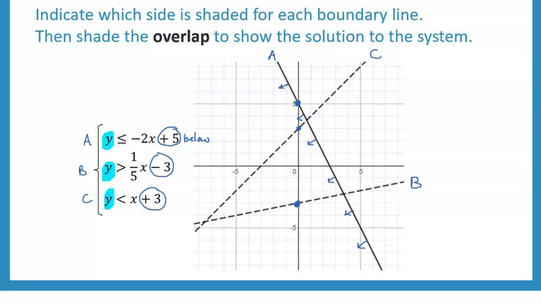Now let's look at B. Alligator's eating the y side, so that tells us we're going to shade above the B line. So this is our B line, we're going to shade above it. And our last criteria is our C line. Y is again on the smaller side. So this is going to be below the C line. Here's our C, so we're going to do down arrows on the C.